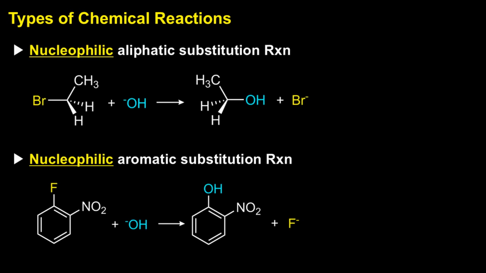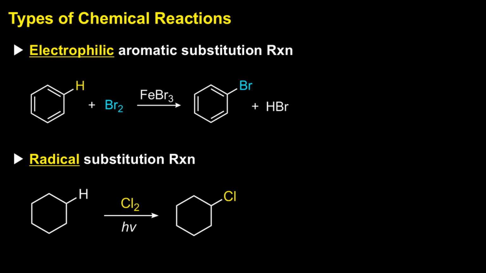One common example of nucleophilic substitution is when ethyl bromide reacts with hydroxide ion. In this reaction, the hydroxide kicks out the bromine, leading to the formation of ethanol. Another example is nucleophilic aromatic substitution, or SNAr. In this case, fluoronitrobenzene reacts with hydroxide, and the product is nitrophenol.